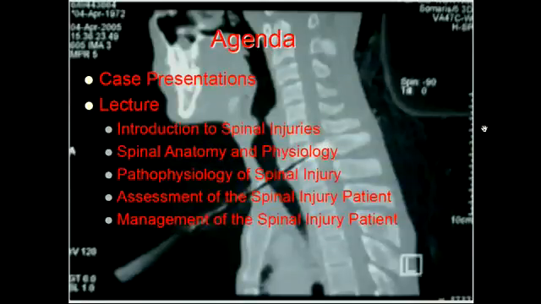Our agenda for today includes some case presentations and then a formal lecture that will talk about the following different sections: introduction, anatomy and physiology, pathophysiology, assessment, and then management of the spinal injured patient. So let's talk about some cases. These are all cases that have happened within Arizona.